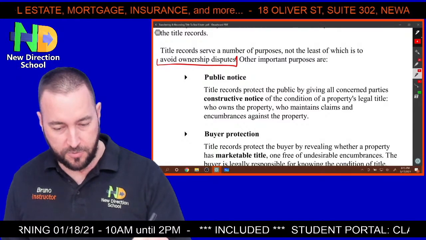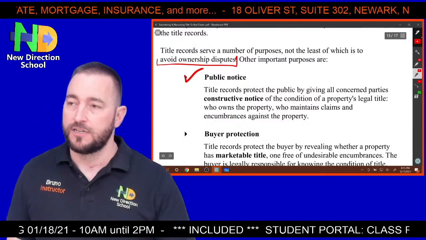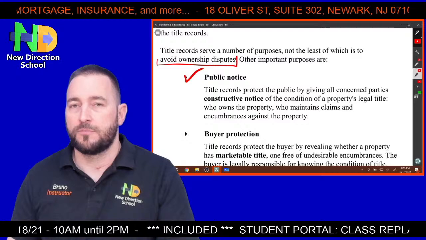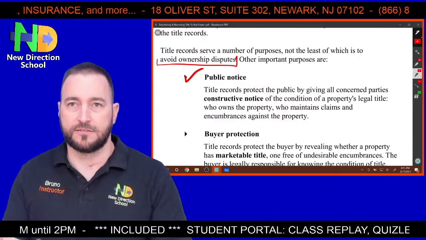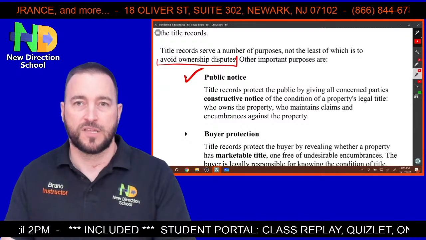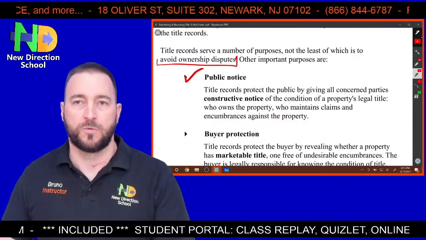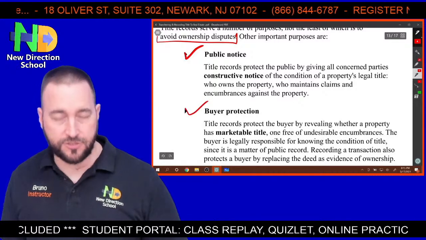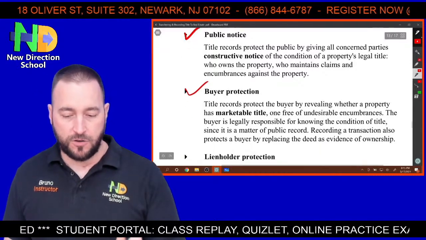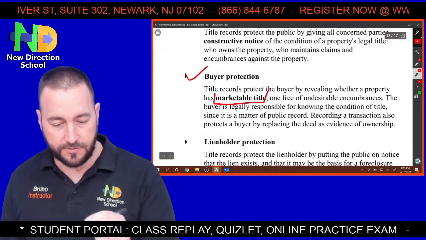Now, other important purposes. Why do we put stuff on public records? To give public notice. We got this. Notice is disclosure, right? Heads up. It's a warning. We're letting the world know. So public notice. For buyer protection. So the buyer knows that they have what's called a marketable title.